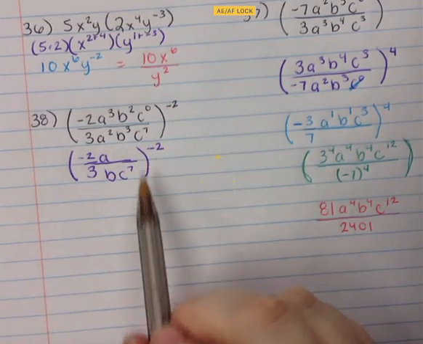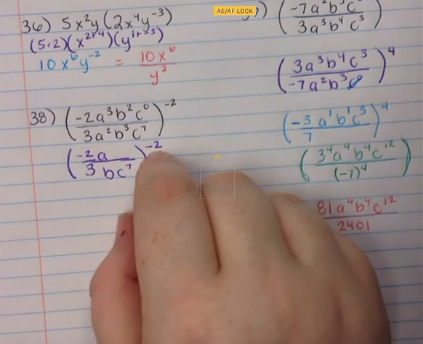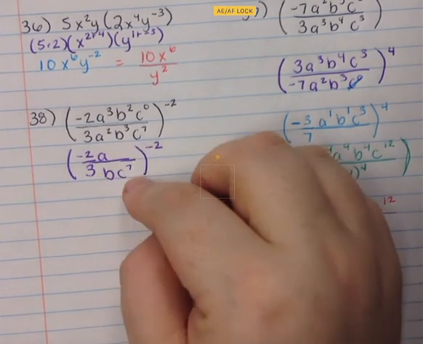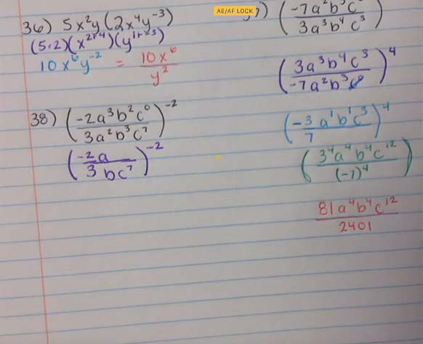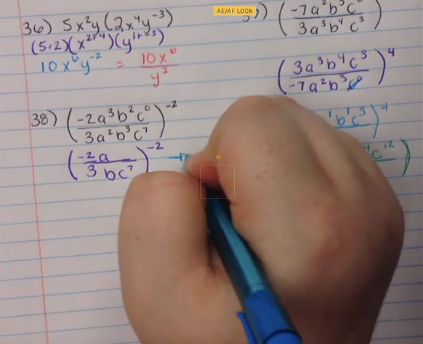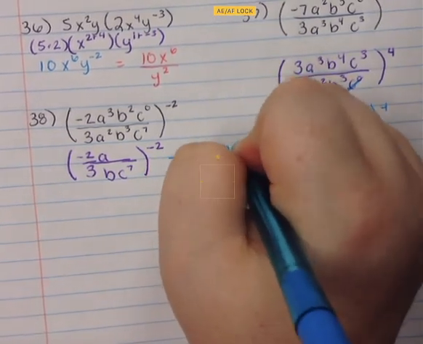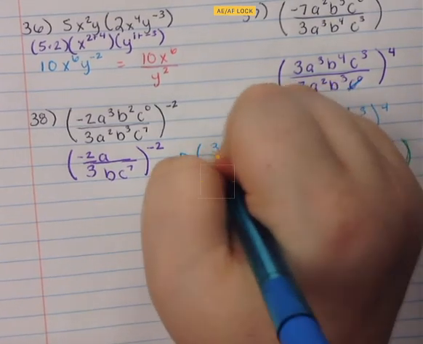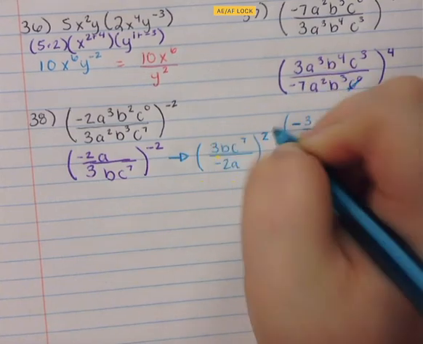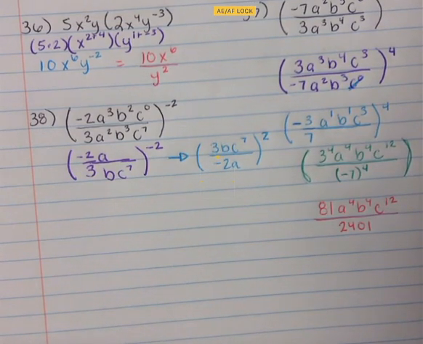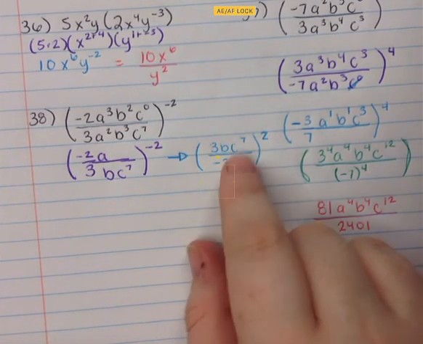Now we actually have less to have to flip. So what this does is the numerator and denominator will flip each other, and the negative 2 will turn into a positive 2. So this will switch to parentheses 3b c to the 7th over negative 2a, and this all raised to the positive 2. Now we can actually distribute the 2 to every part of this.